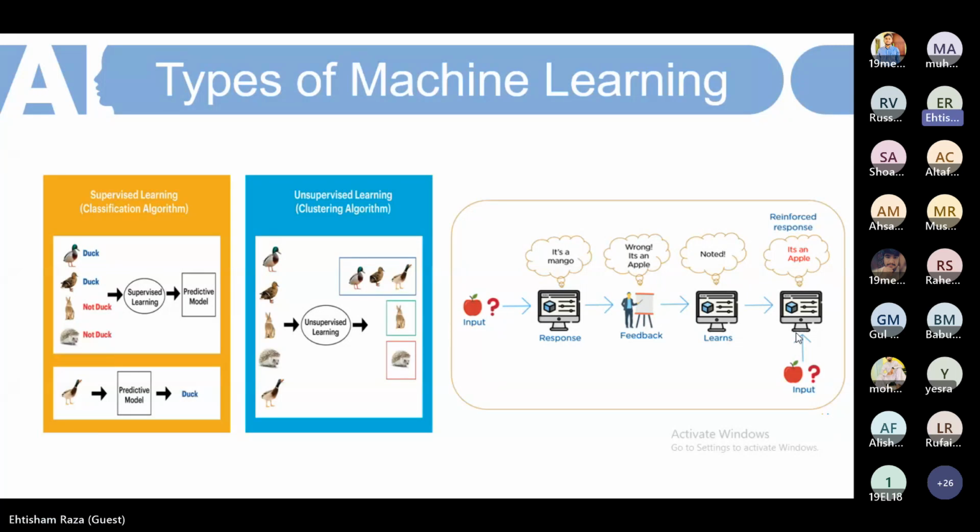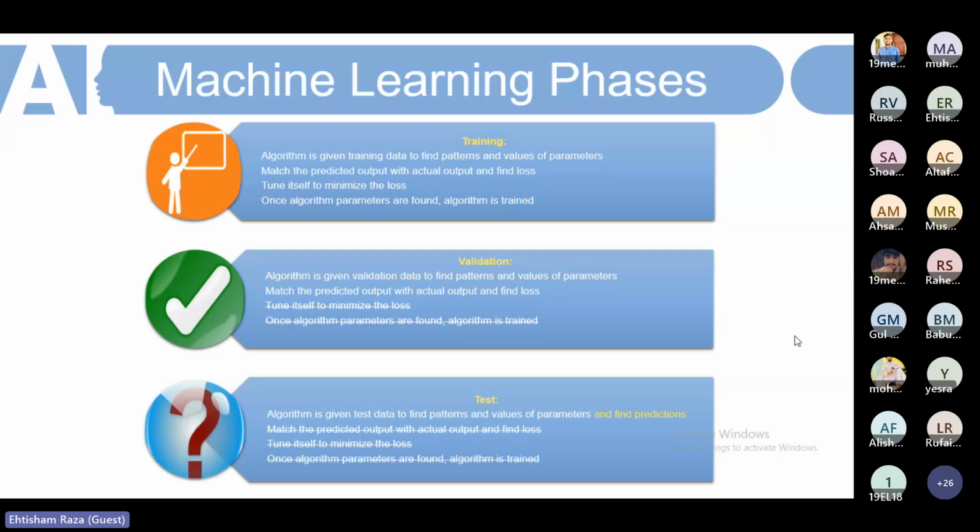Machine learning phases. Basically, machine learning has a total of three phases. In the training phase, the algorithm is given the training data to find the patterns and values of parameters, match the predicted output and the actual output, find the loss, and tune itself to optimize the loss. Once the algorithm parameters are found, the algorithm is trained. So in the training phase, you pass the algorithm and the data to find out the patterns and the values from the data. The algorithm gets trained from the data. And once the algorithm training is done, it calculates the errors made by the model. And once the errors are calculated, the errors are minimized by checking different evaluation parameters.